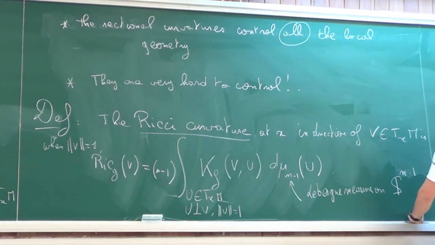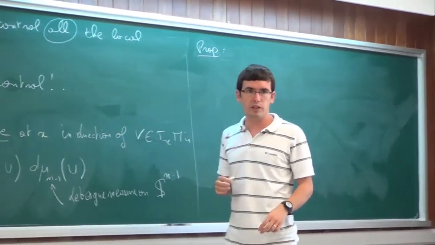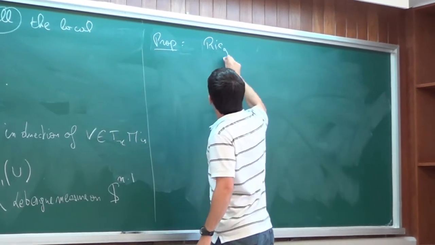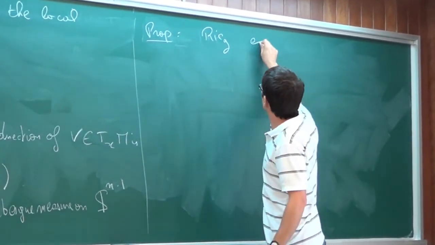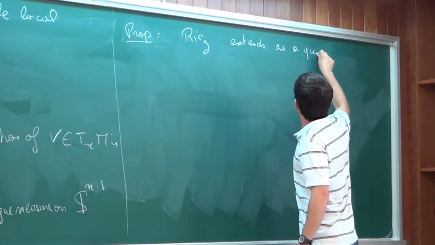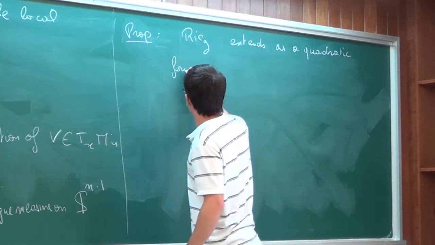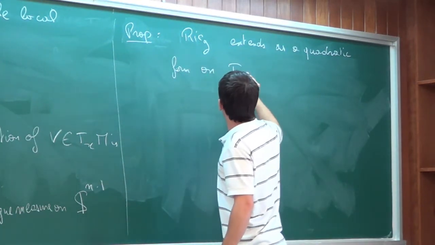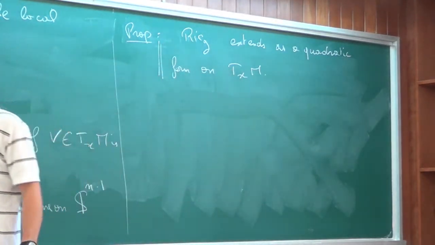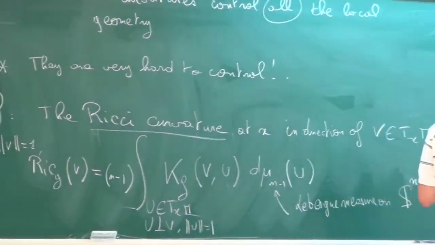Something which is not fully obvious, I write it that way, but there is another way to define it which makes it simpler, which is that the Ricci tensor extends as a quadratic form. So, a priori this means this could be something quite weird, but it's just a quadratic form.